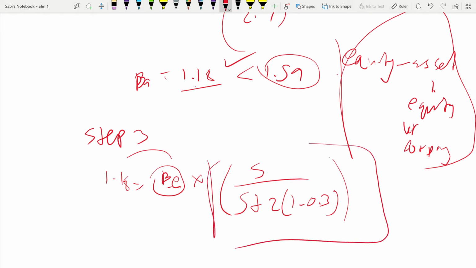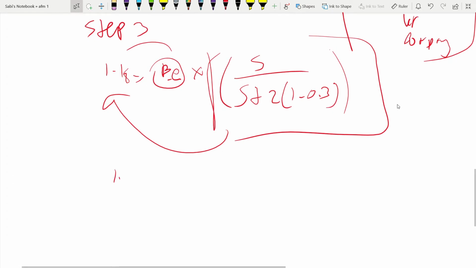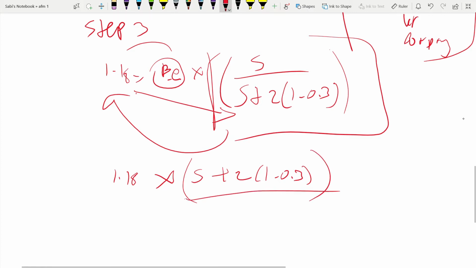This whole thing, take it to the other side. When it goes to the other side, remember reciprocal. What is in the numerator becomes the denominator, what is in the denominator becomes the numerator. That means division becomes multiplication, multiplication becomes division. When you take it to the other side, the sign changes. So this time it will be 1.18 multiplied, you cross multiply this with the bottom: 5 plus 2 into 1 minus 0.3, the bigger bracket, divided by 5.